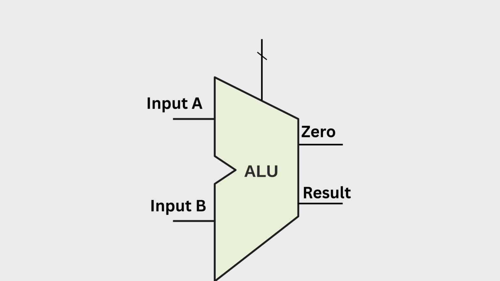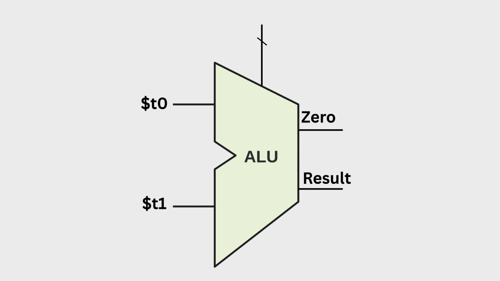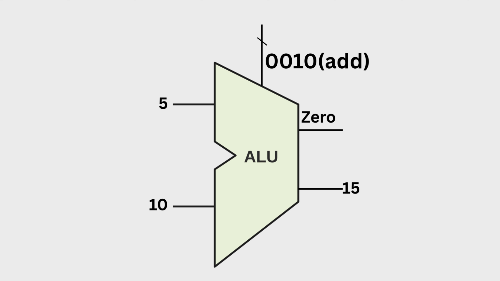Now the ALU receives the values read from T0 and T1. Suppose T0 contains 5 and T1 contains 10. The ALU performs the addition and produces the result, 15. At this point, the execute stage is complete. The processor has computed the result, but it has not yet stored it anywhere.